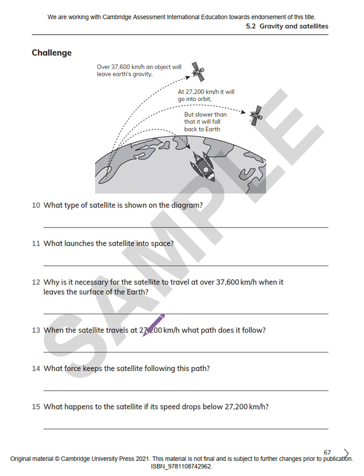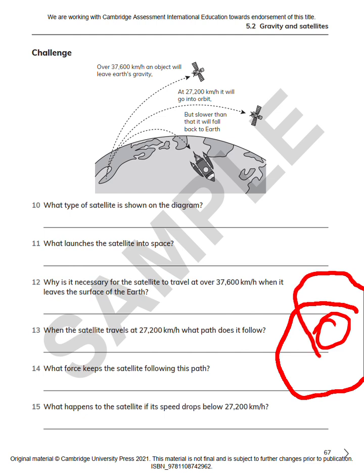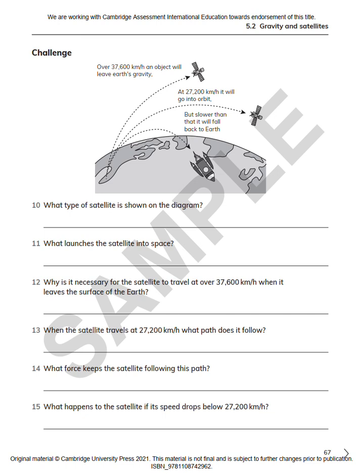And when a satellite travels at 27,200 kilometers per hour, what path does it follow? So imagine this is the Earth. That is not like the Earth at all, but pretend this is the Earth. When it travels at 27,200 kilometers per hour, it will go into orbit. So it will circle around the Earth. And this is not a circle if I've ever seen one. But the path it follows is some sort of a circle.